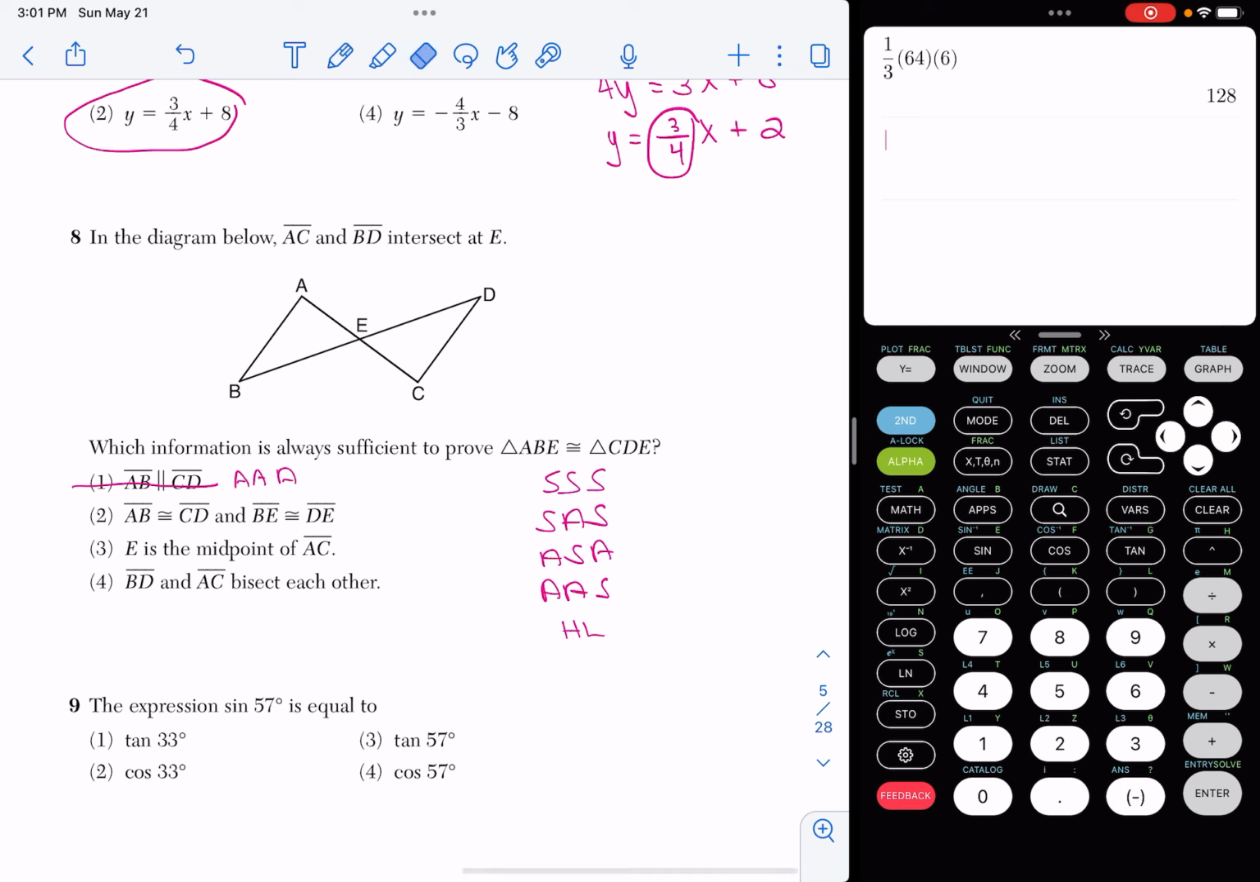Let's look at what the correct answer is. The correct answer is going to be 4. If BD and AC bisect each other, that means BD is split in half, AC is split in half. And again, we can infer those vertical angles, and that appears to be side angle side.